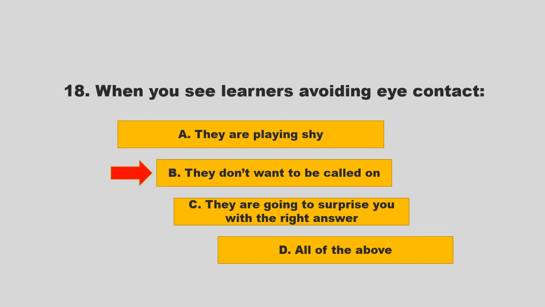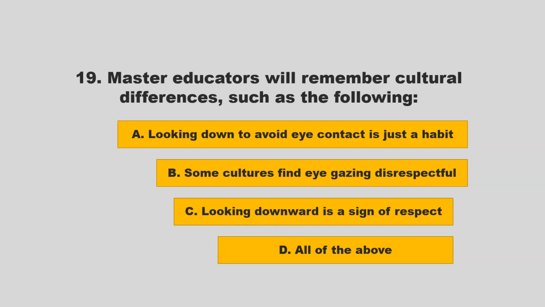If you chose B, they don't want to be called on, you are correct. Master educators will remember cultural differences such as the following. Looking down to avoid eye contact is just a habit. Some cultures find eye gazing disrespectful. Looking downward is a sign of respect. All of the above.